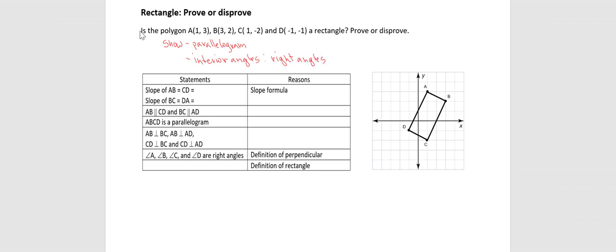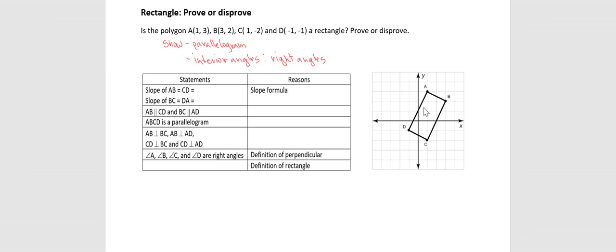For example, is the polygon A(1, 3), B(3, 2), C(1, -2), and D(-1, -1) a rectangle? Prove or disprove. To do this, you need to draw the polygon in a coordinate plane. And that is already given in this figure.